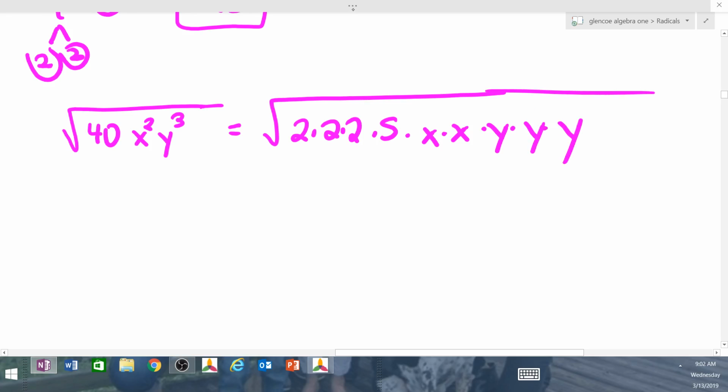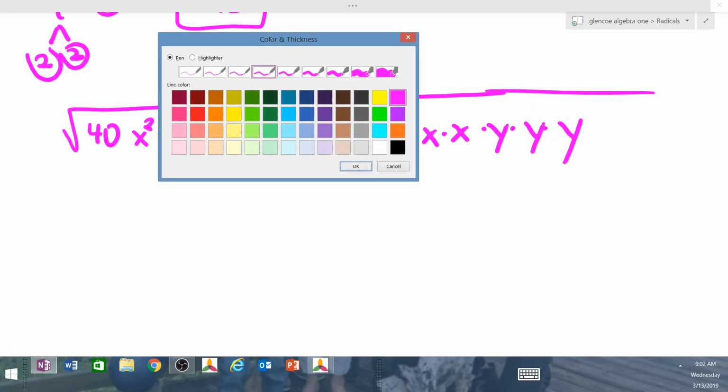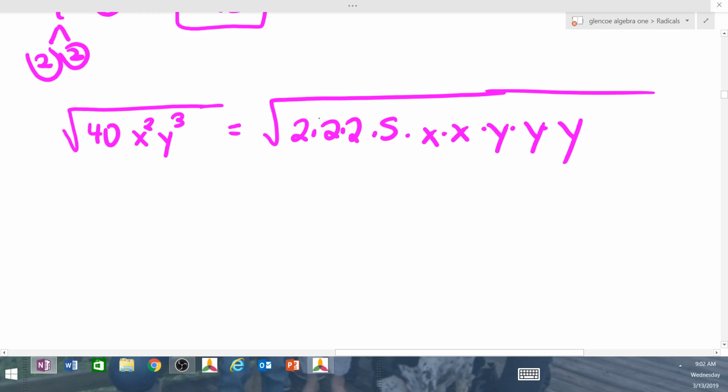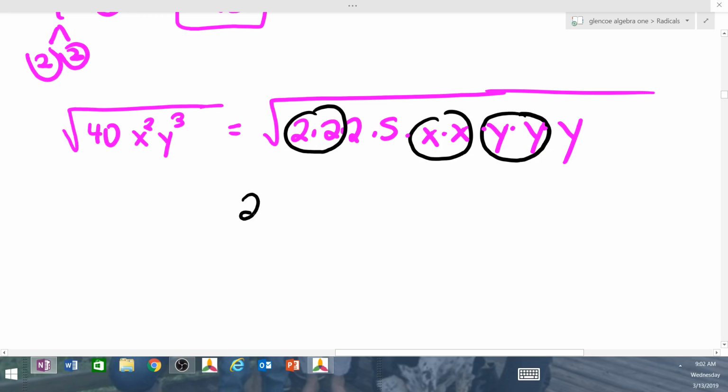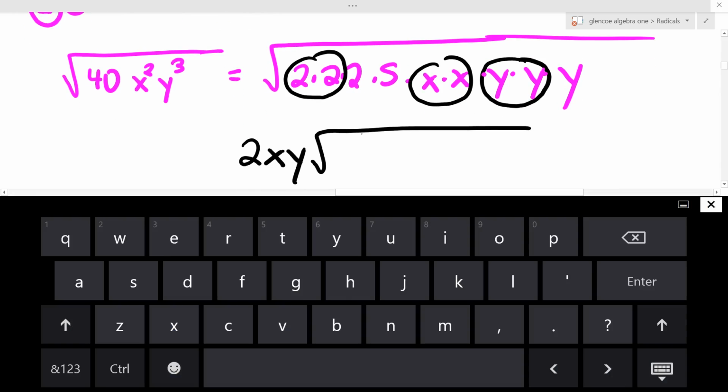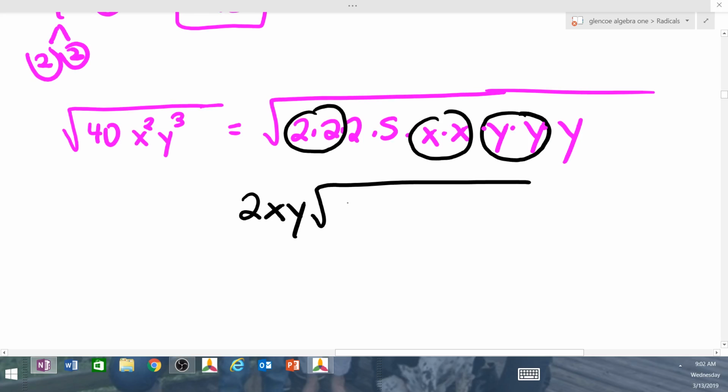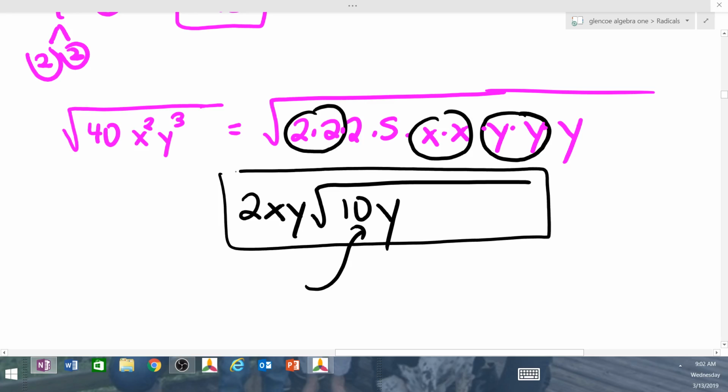So now I'm looking for what? Looking for pairs because I'm playing the game what? Go fish. I have a pair of 2's, I have a pair of x's, and I have a pair of y's. So one of each of those comes out. I have a 2, x, and a y that comes out of prison. Who stays in? 2 times 5 times y for what? 10y. Now you can always look here and ask yourself a question, Kylan. You can ask yourself, does 10 have any perfect squares in it? And you know it doesn't because 10 only breaks down to 2 times 5. This tells you that you factored this correctly.